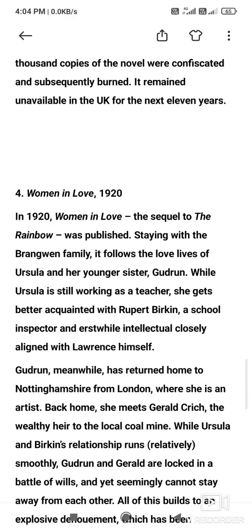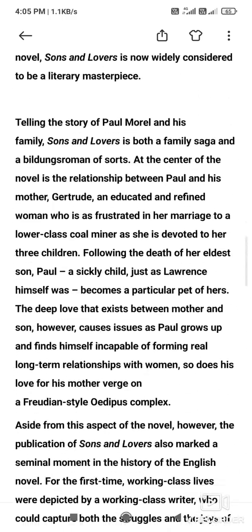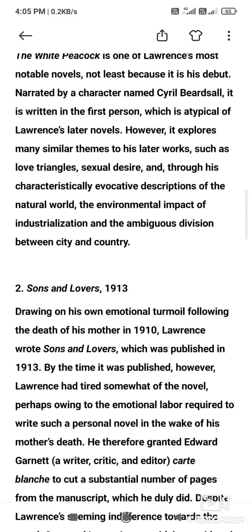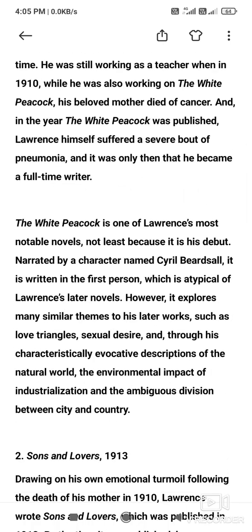Besides it, there is one more novel of D.H. Lawrence that we will talk about, and that is The White Peacock. The White Peacock was published in 1911, and it is one of Lawrence's most notable novels, not least because it is a debut novel narrated by a character named Cyril Beardsall. It is written in the first person, which is atypical of Lawrence's later novels.